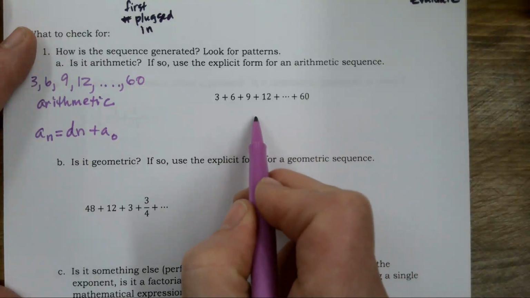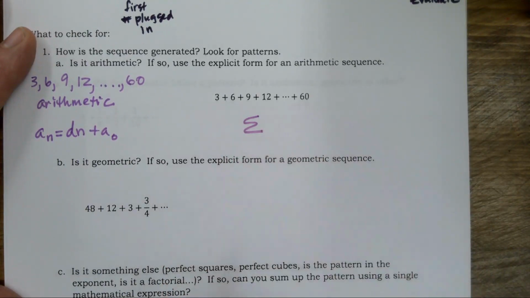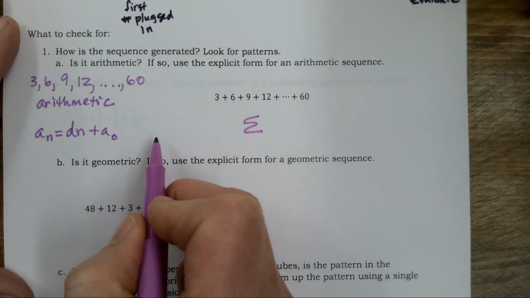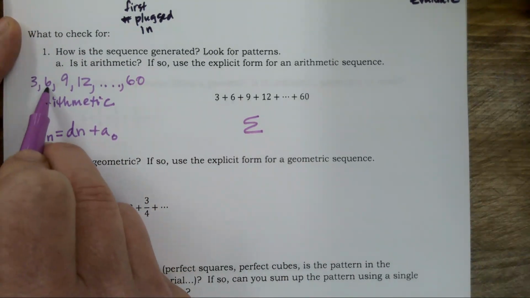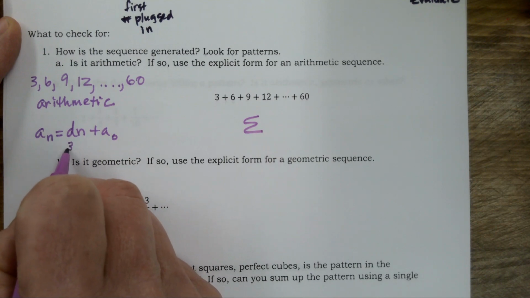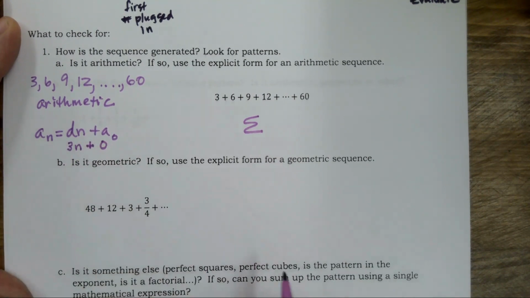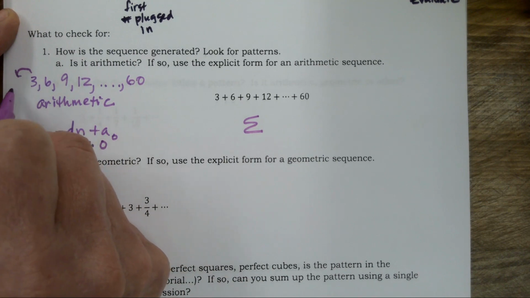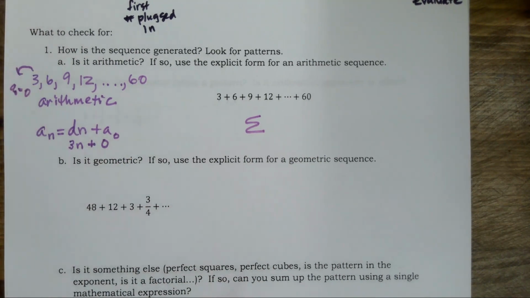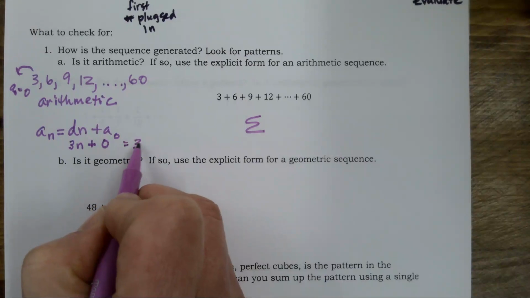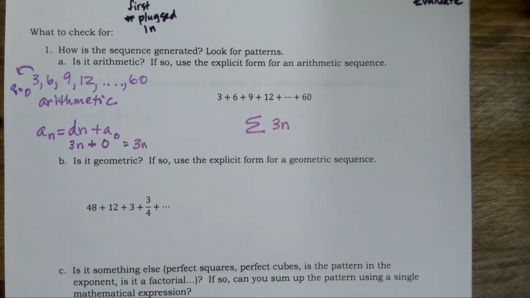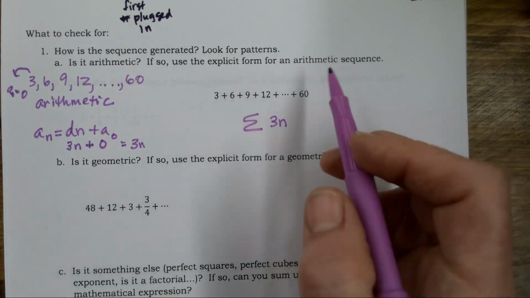So here's my lazy way of sigma notation. My sigma notation looks like 3n plus 0, because remember, if I go back to a sub 0, it would be 3 before that. Or just 3n. I will put that there. So for arithmetic, just use your explicit formula. Again, it's not limited to that, but it's a safe, foolproof way.